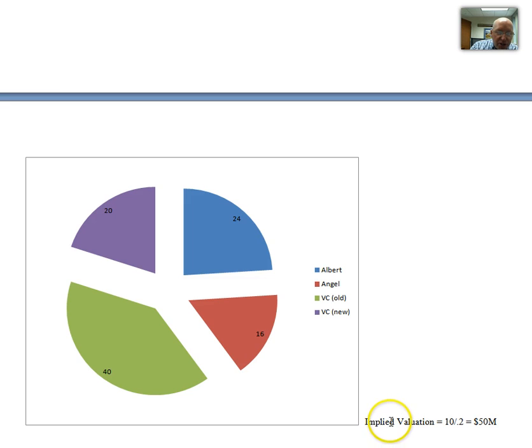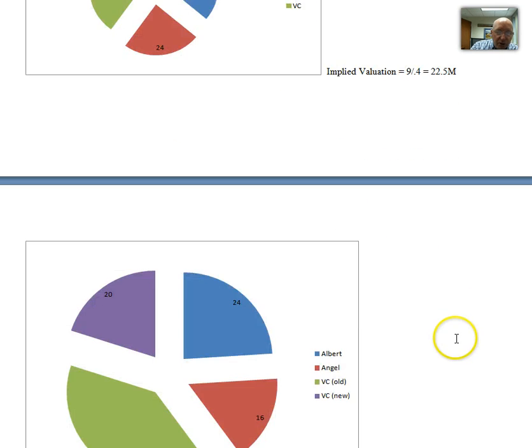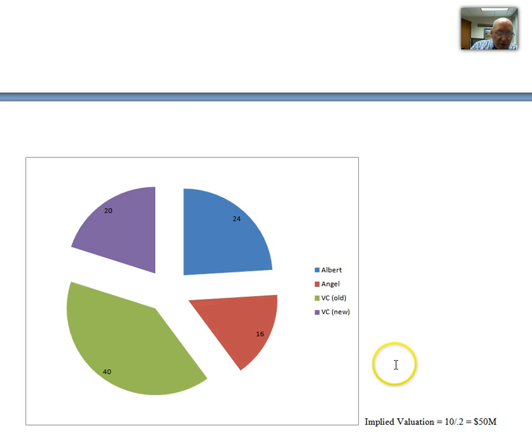The implied valuation here, they paid $10 million for this slice of the pie, for that 20% of the pie. So 10 divided by 0.2, look at the valuation. It's up to 50 million. So you can see it more than doubled from the VC's first investment.